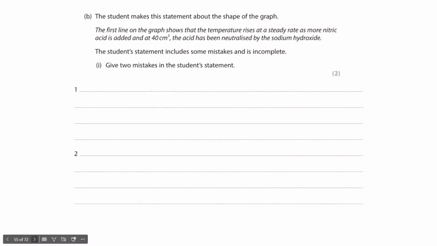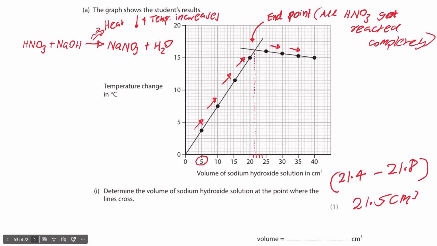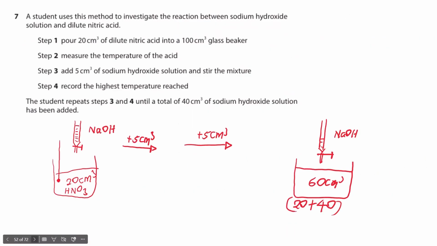A student makes this statement about the shape of the graph. The first line on the graph shows that the temperature rises at a steady rate as more nitric acid is added. I saw something fishy about it, because we didn't add nitric acid. We had sodium hydroxide here. We didn't add nitric acid, so that statement is wrong.